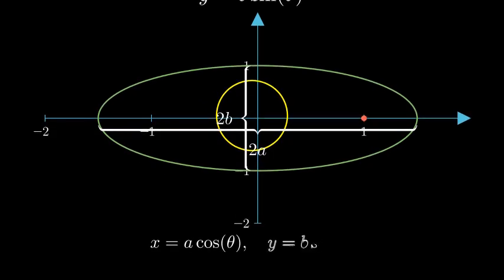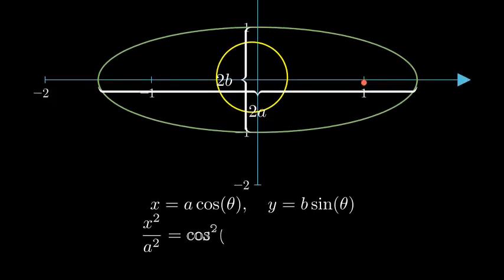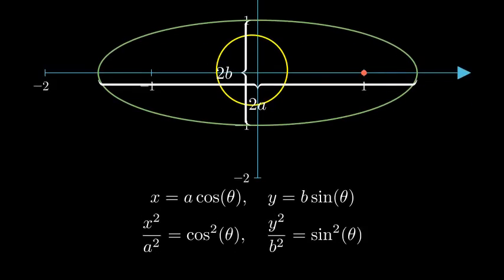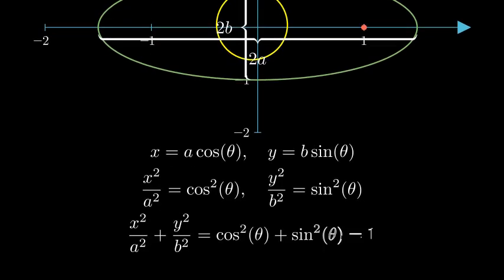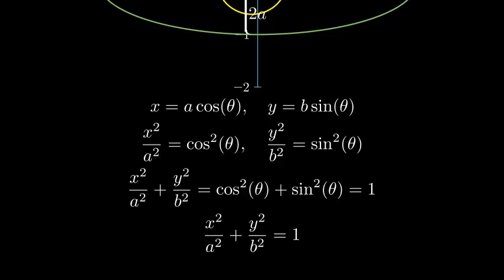Let's derive the standard form equation of the ellipse from these parametric equations. First, let's square both equations. Then divide each equation by a squared and b squared respectively. When we add these equations together, we get the familiar standard form: x squared over a squared plus y squared over b squared equals 1.